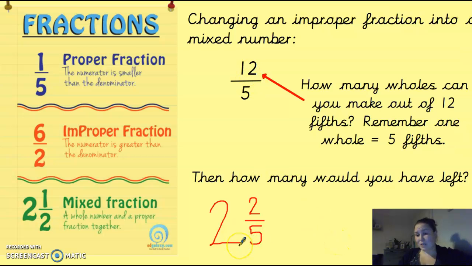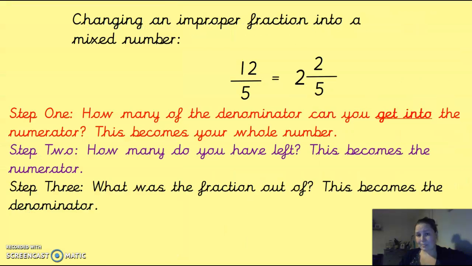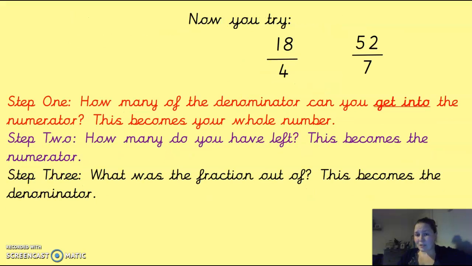And 12/5 would be 2 and 2/5 as a mixed number. Okay. Pause the video and have a go at converting these two things back into a mixed number. Okay, so remember, how many 4s are there in 18? How many you can make is your whole number, and any remainder is your numerator. Come back to me when you think you have worked those two out.